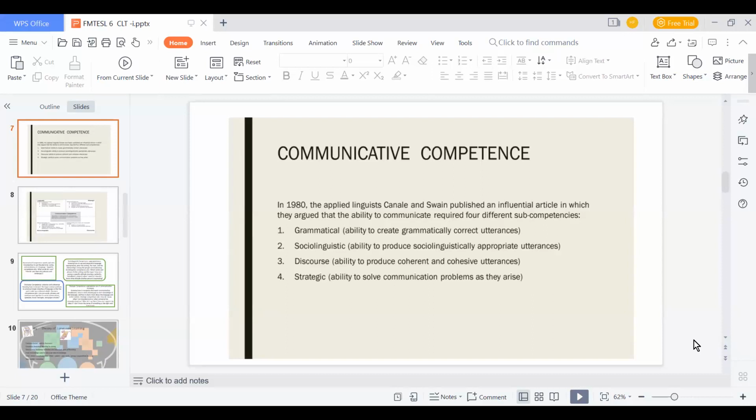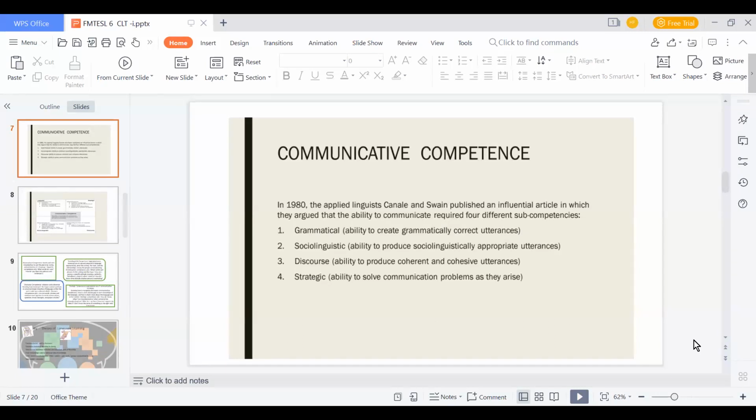Communicative competence. What is meant by communicative? Canale and Swain in 1980 say, if you really want your learner to become competent in communication, you have to get them to develop 4 competencies. How many competencies? 4 competencies. What are those 4 competencies that they should develop?